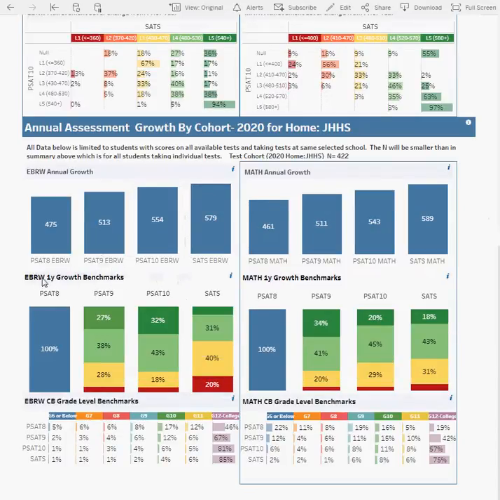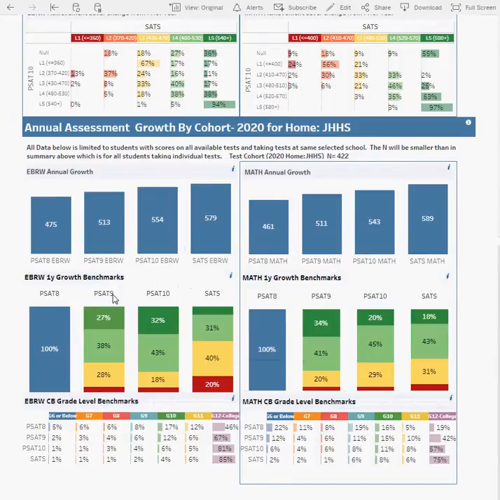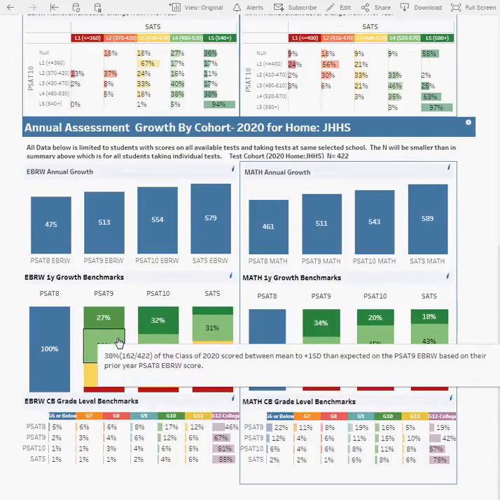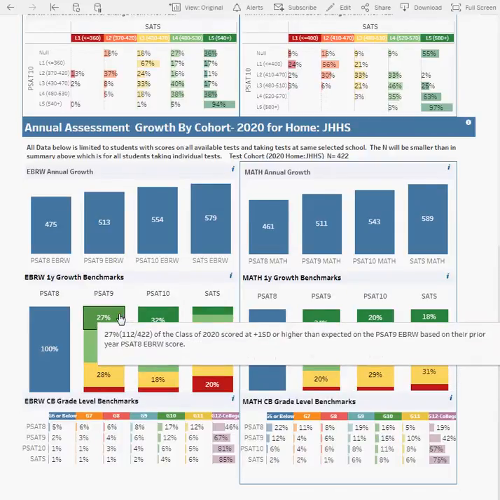This next set of assessments looks at the one-year growth benchmark. So these are nationally norm expected growth from year to year that is expected based on College Board's evaluations. So of the students who took all the relative assessments, of the students who took the PSAT and the PSAT 9, you'll see that 38% of them were above the mean, but below one standard deviation on the PSAT 9. So these are students who did at least as well as they were expected, if not better. And these students would be students who did even better than that.